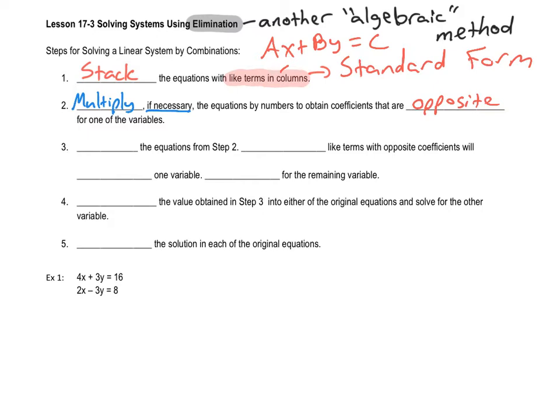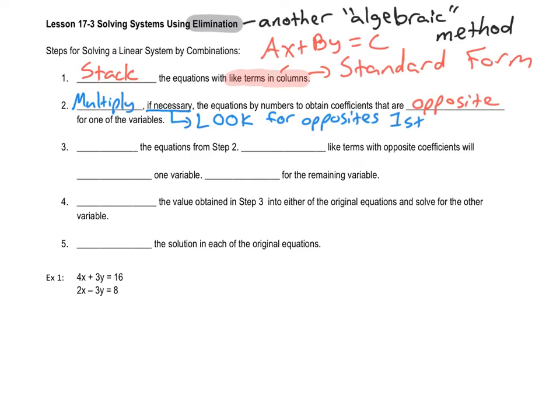Always look. Okay, so right here, once you add this little thing in here, look for opposites first. Because if you already have opposites, you don't have to multiply.